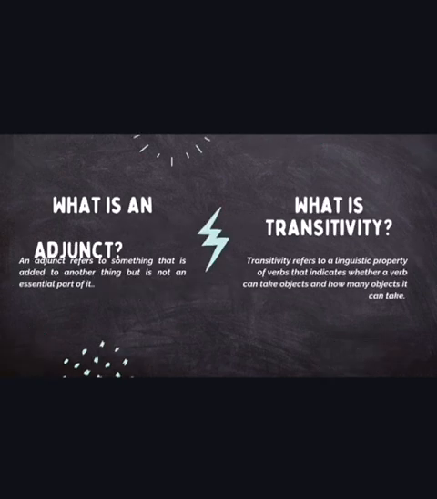Next slide. There are adjunct and also transitivity. So what's the difference between them? Let's see the definition of adjunct. An adjunct refers to something that is added to another thing, but it's not an essential part of it. Meanwhile, transitivity refers to a linguistic property of verbs that indicates whether a verb can take objects and how many objects it can take.